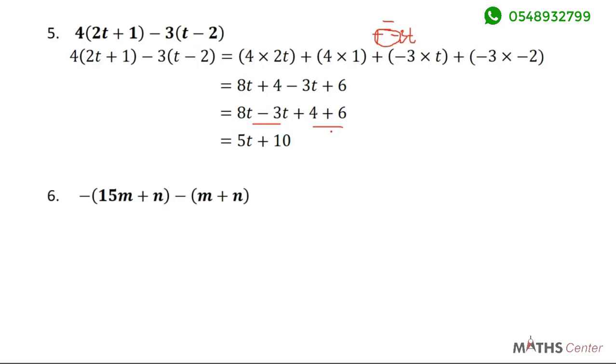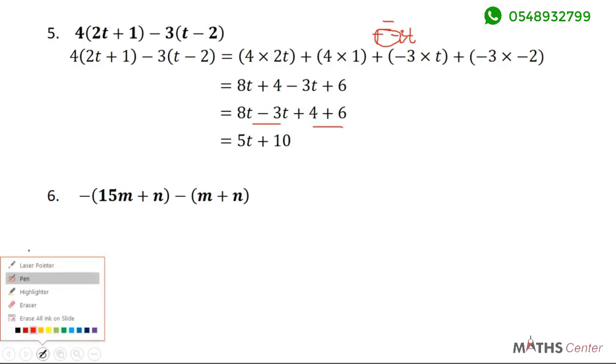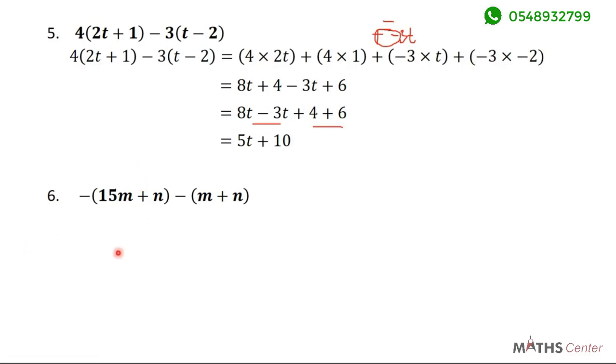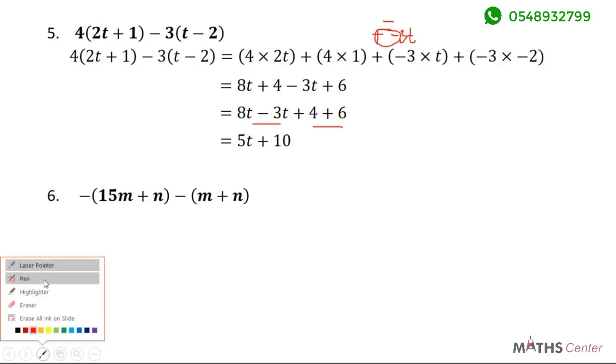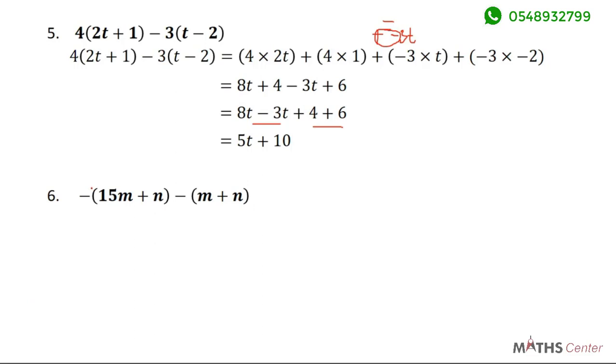Now let's take another example. Minus bracket open 15m plus n, then minus another bracket opens m plus n. So let's continue. Once again, whenever you have this and there is no number outside the bracket, what it means is that the number there is 1. So the number here is going to be 1 and the number here is also going to be 1. So we are going to use minus 1. We are going to distribute minus 1 over what is in the bracket.